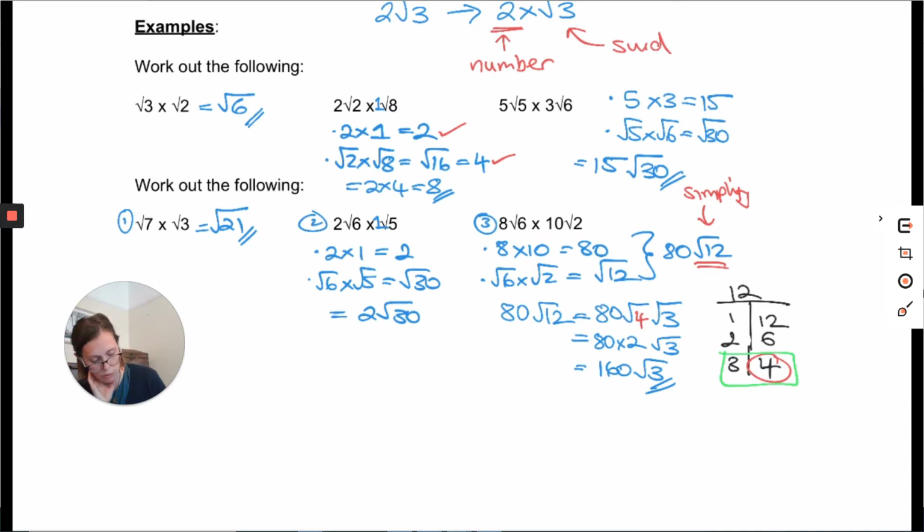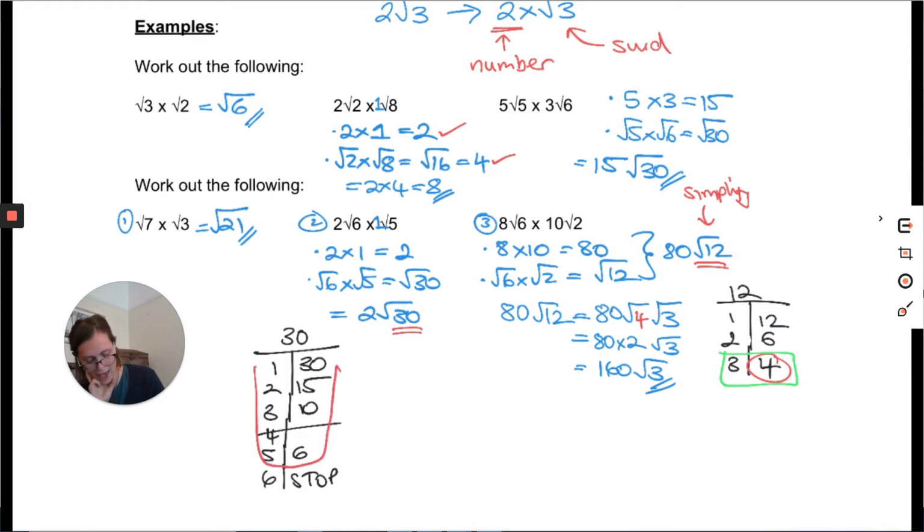And let's just show you why root 30 can't be simplified. So in that previous question, you couldn't simplify it. Well, if I did the factors of 30, I have 1 and 30, 2 and 15, 3 and 10, 4 doesn't go, and 5 goes 6 times. So when I get to 6, I know I have to stop because 6 has already appeared. When I look at those pairs, there are no square numbers. So that root 30 cannot be simplified.